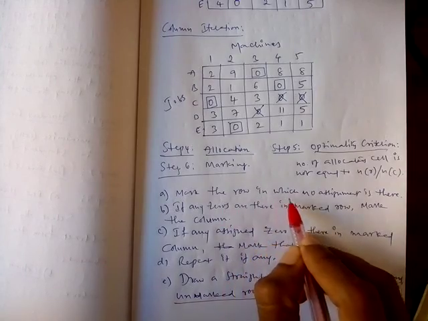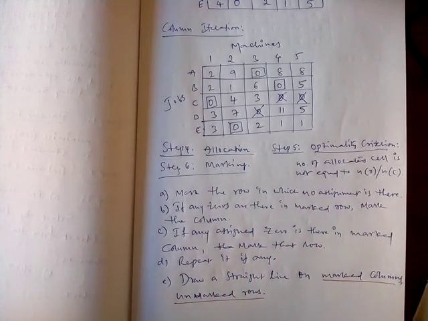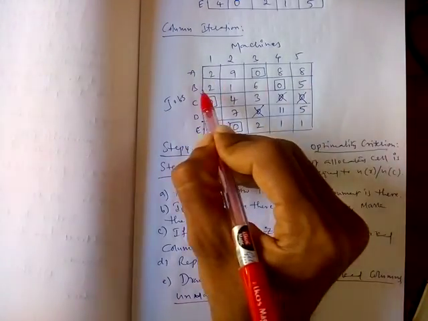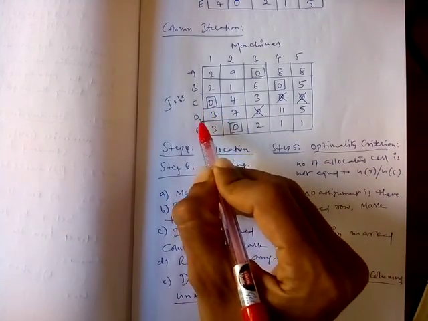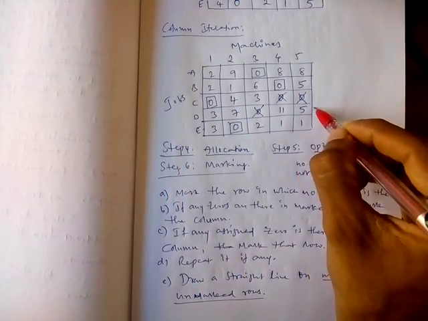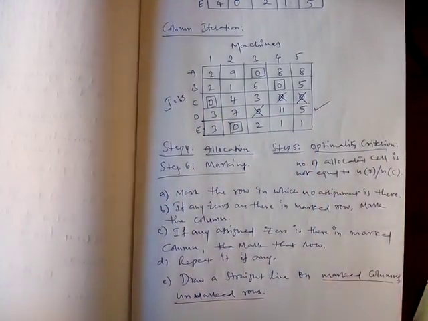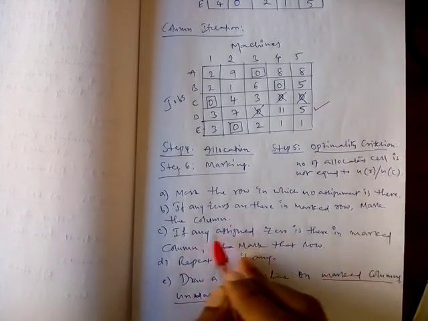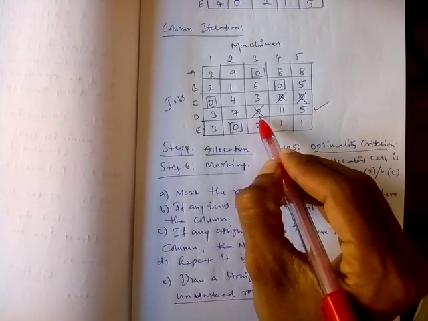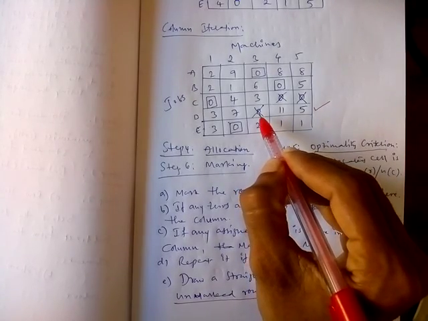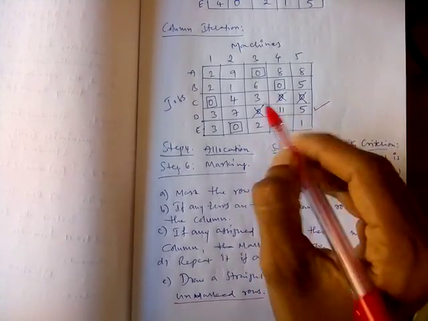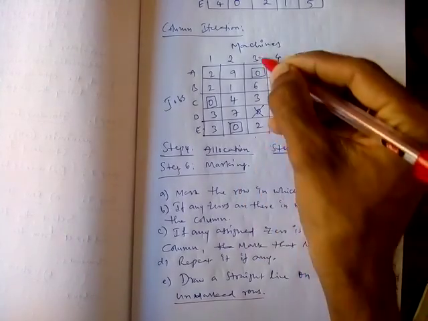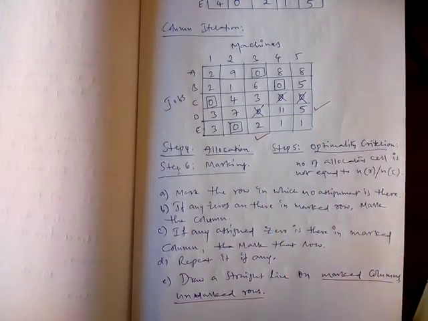Mark the row in which no assignment is there. So assignment is there, assignment is there, assignment is there, no assignment is there in the row D, so mark it. And now if any zeros are there in the marked row, mark that column. If you see here, we have a 0, whether it is cancelled or allocated, so 0 is there, so mark that column. So column number 3 is marked now.